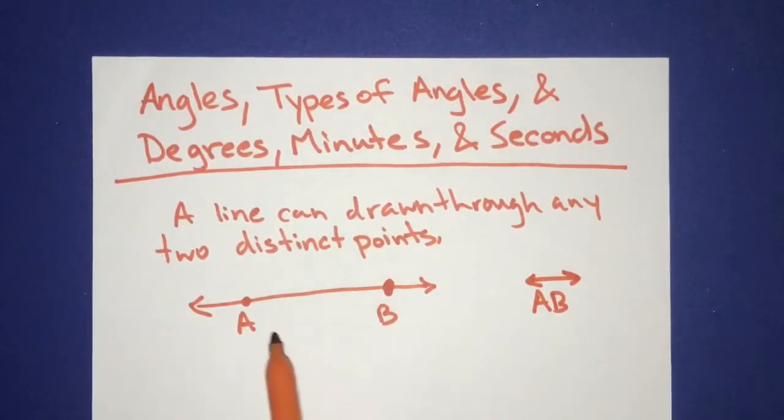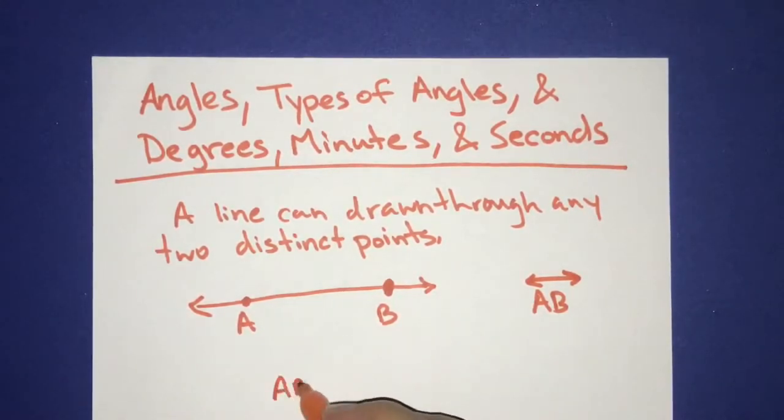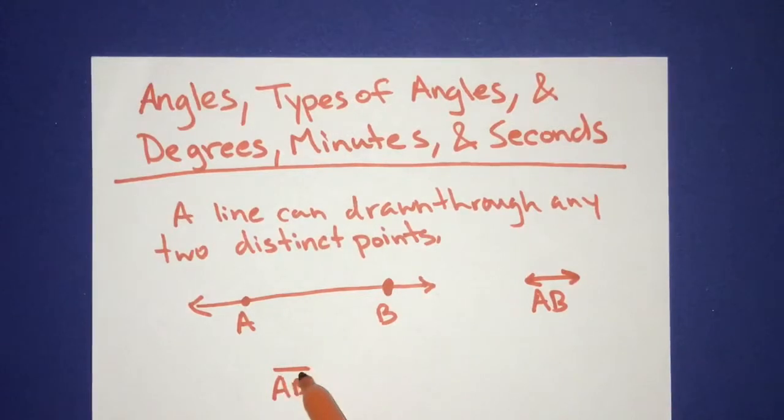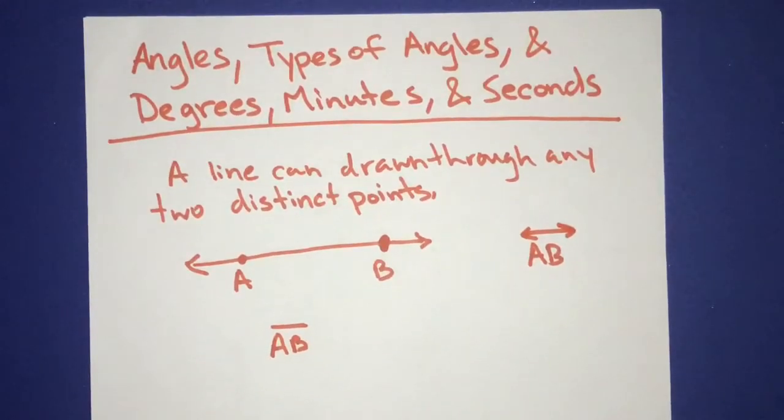Okay, and if we look right here, the portion of the line between A and B, including the endpoints A and B, forms a line segment. So AB forms a line segment, and in symbols, we can just put this, but with no arrows indicating this is a line segment. Okay.